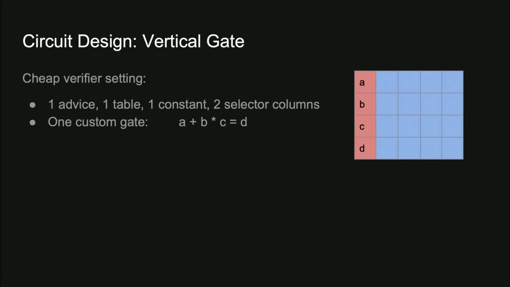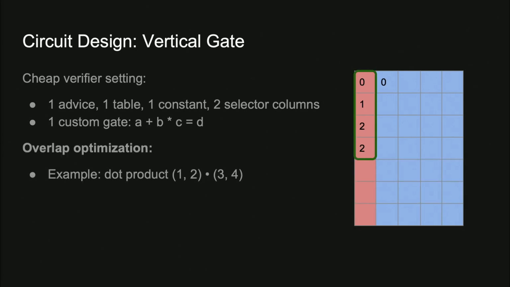So if you have 4 contiguous cells, A, B, C, D, the custom gate is just saying that A plus B times C is equal to D. So it's very similar to R1CS. You can add and multiply. In a more standard PLONK system, the gates would be horizontal, and you would do something similar to this. But actually, this cheap verifying setting with the vertical gates has some advantages, which is that you can overlap. So I'll explain with an example.